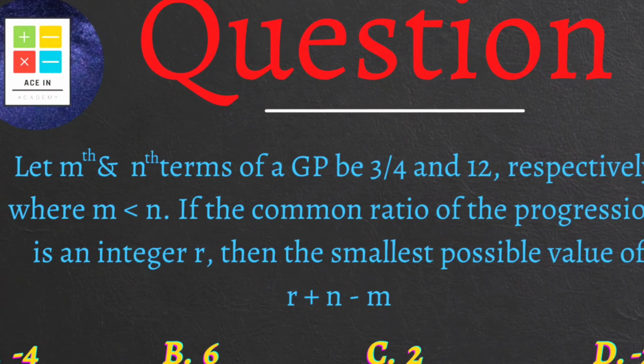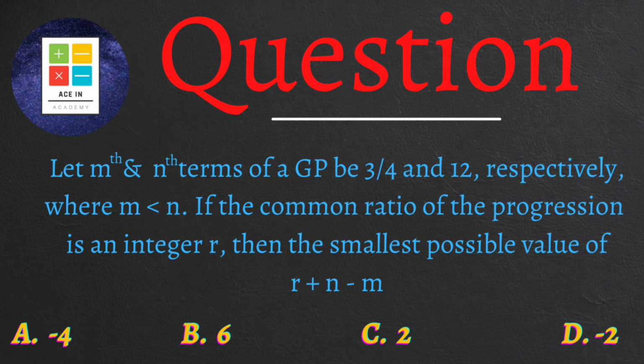Now the question is as follows: let the mth and nth terms of a geometric progression be 3/4 and 12 respectively, where m is less than n. If the common ratio of the progression is an integer r, then the smallest possible value of r + n - m is. Now we are provided 4 options for this question. Option A -4, option B 6, option C 2 and option D -2.